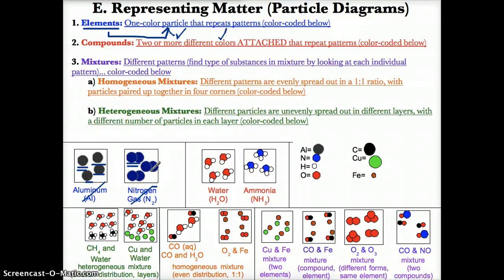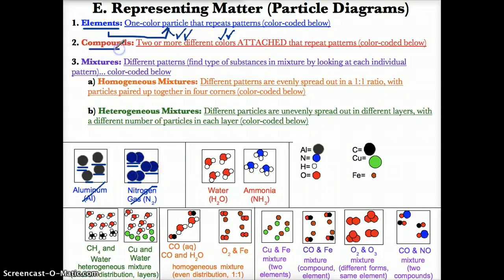First of all, we see that the first condition for an element is met because the only unique pattern that we see here is a one-color particle, specifically two blue circles attached to each other. And let's see if the second condition is met. This two blue circle pattern repeats itself twice, here and here. So now the second condition is met. Since this is a one color particle, two blue circles, that repeats its pattern twice, we know that this also represents an element.